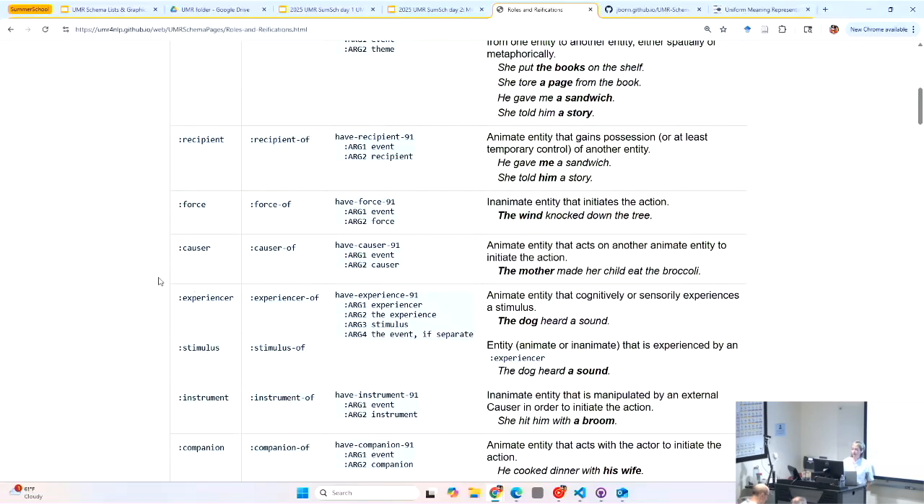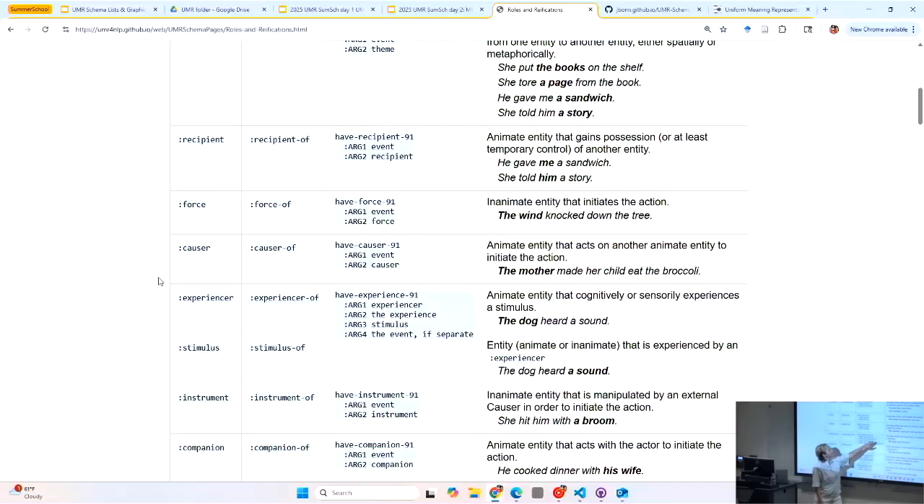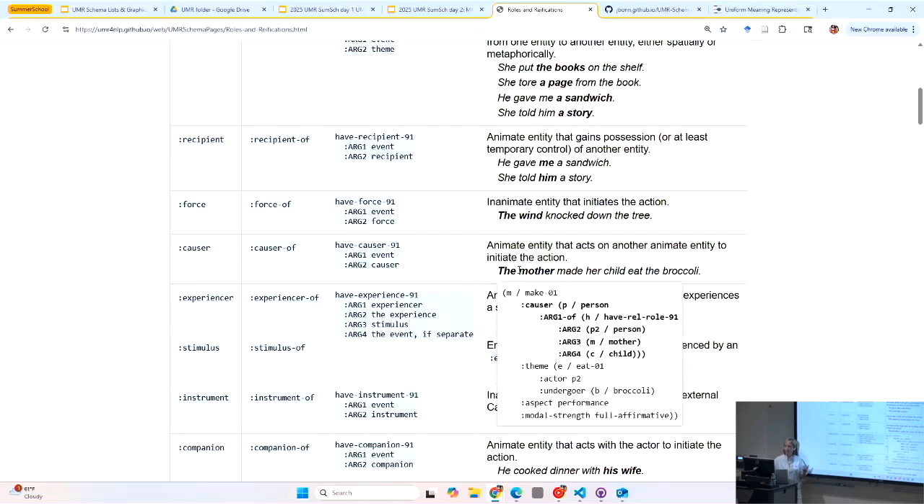A causer, the way UMR uses causer, a lot of languages don't have an actual separate verb for the causation. They might have a morpheme for the causation. So if you have the mother made her child eat broccoli, if you have an English rule set, then you would just have a make predicate there, and the rule set would have an arg0 and an arg1. But if you didn't have that rule set, the person doing the making, that's the causer.